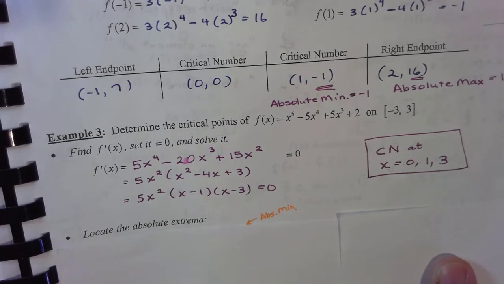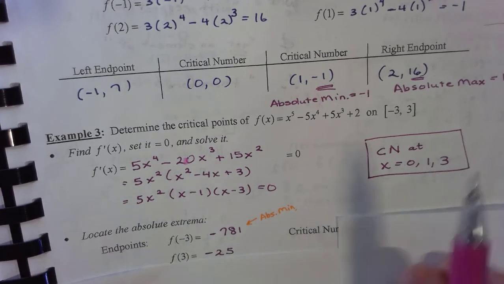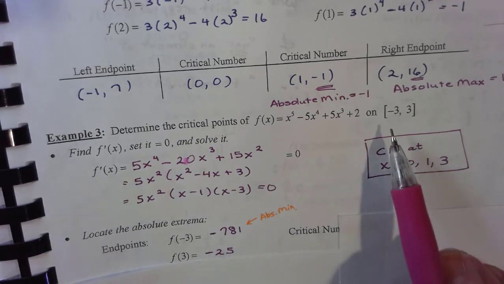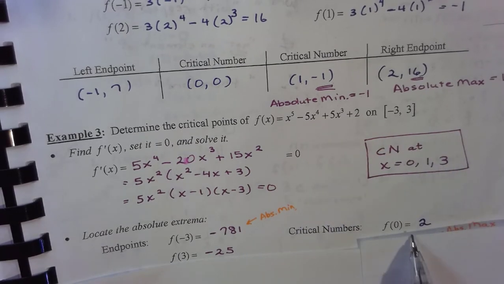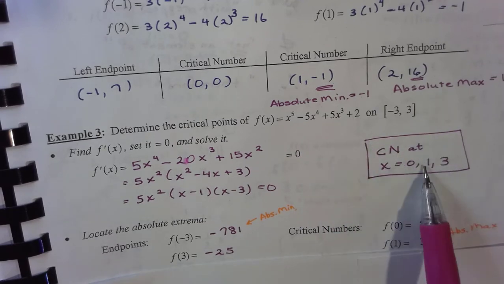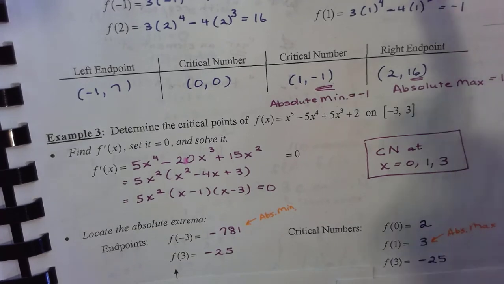Now we can look for absolute extrema. F at -3, substitute -3 in here, and we get a huge negative number, -781. I don't know its absolute minimum yet. F of 3 is -25, so I've got my two endpoint y values. My critical numbers, f at 0, substitute in, is 2. F at 1, substitute in, that's 3. And f at 3 is -25.